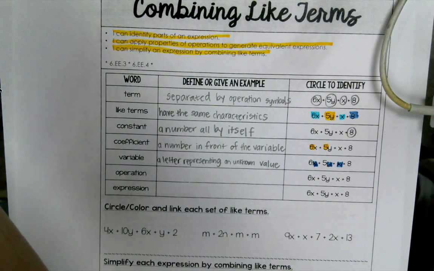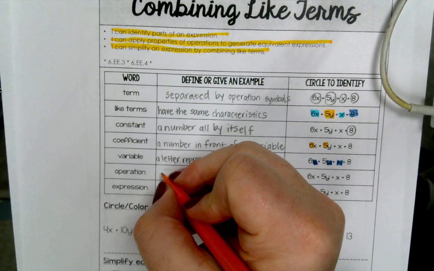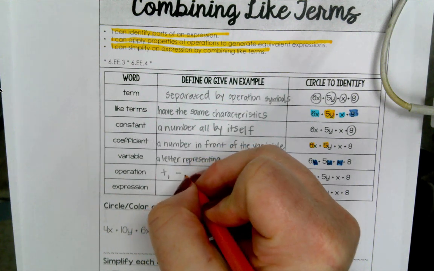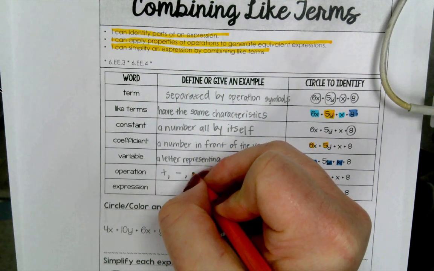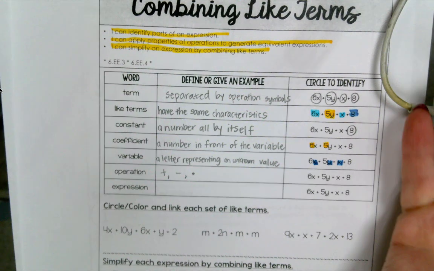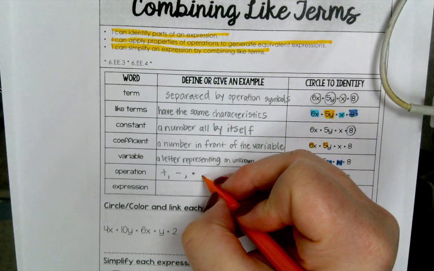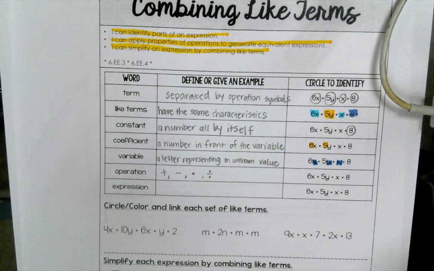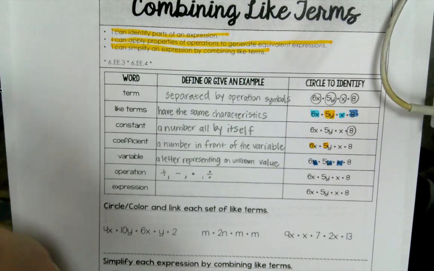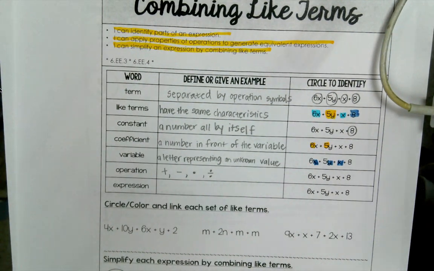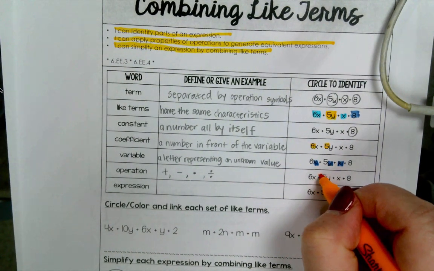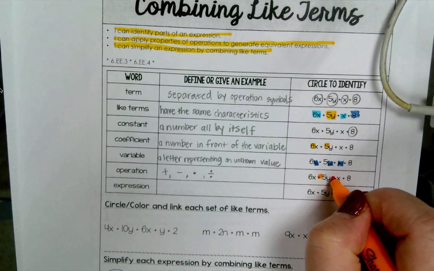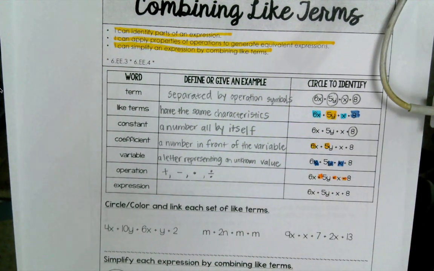Operation would be addition, subtraction, multiplication, and we're using a dot right now because now we have that variable x, and division. So I'm going to use orange this time. My operation would be this. That's my operation. Addition, addition, and addition.